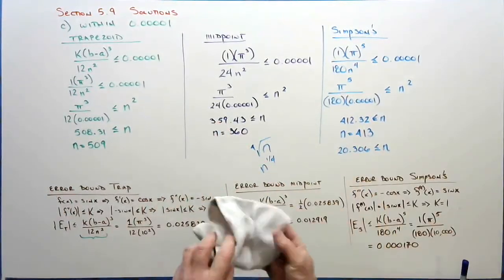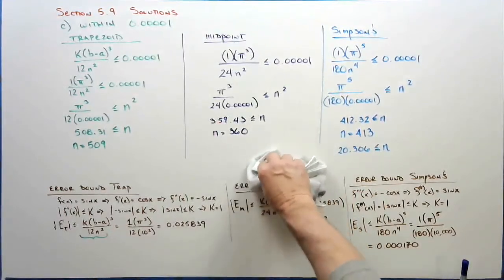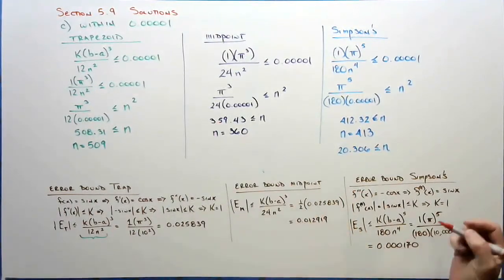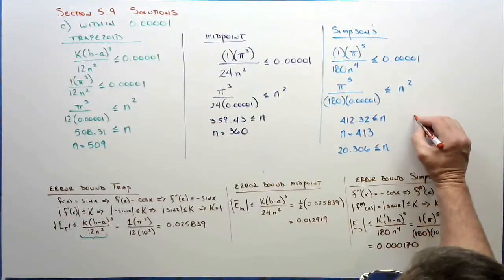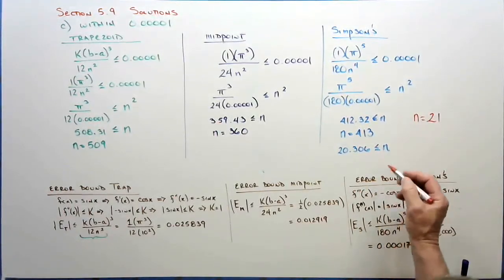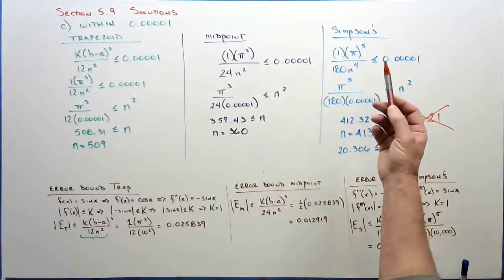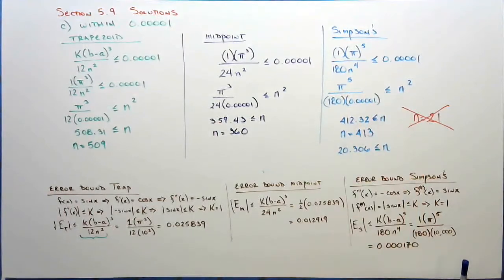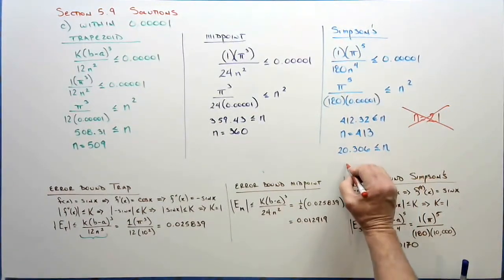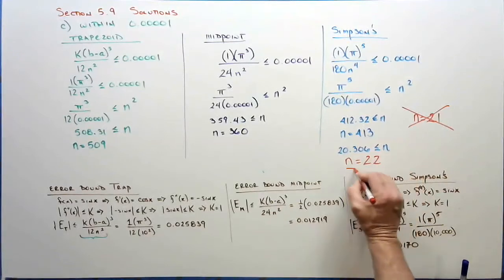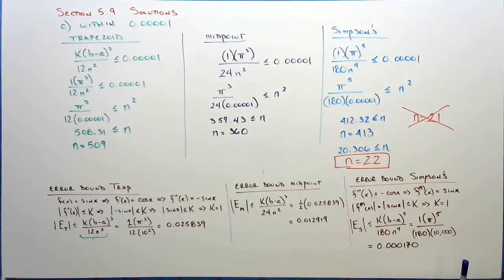Over here we get 20.306. And I'll write this in red because it's wrong. And you'll see students go, okay, so n equals 21. Okay, that's wrong. Simpson's rule requires an even value of n. So we have to go all the way to n equals 22. So be careful with Simpson's rule. There's two things you can do wrong when you're calculating your value of n. First, you can take the square root just out of habit. And then second, you don't round up to the next even value.